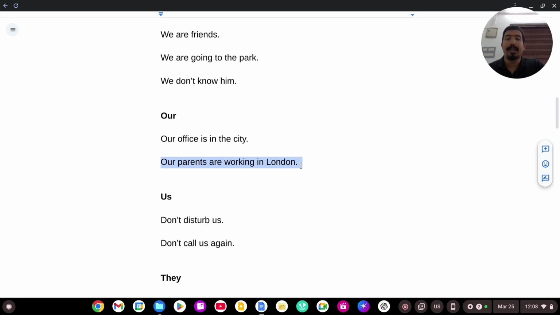Our parents are working in London because I and my brother are going to the park. And somebody asks you, where are your parents? What do they do? I say, our parents are working in London. I didn't say my parents. I say our parents. He is my brother. He is with me right now. You can say our parents.